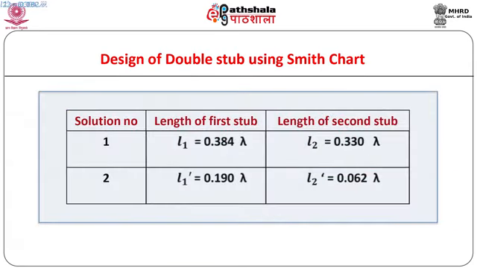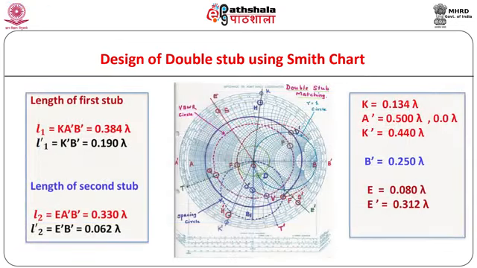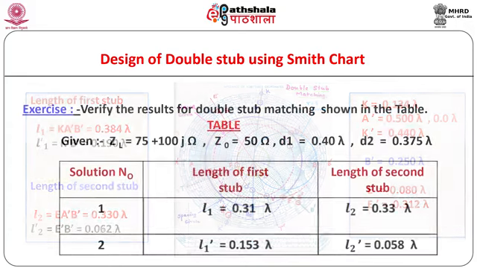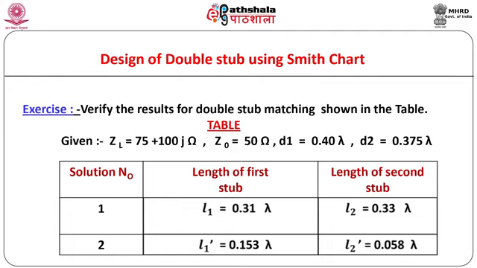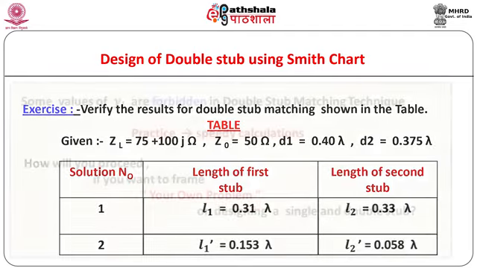Thus finally, we have the two solutions as recorded in a tabular form as shown. The complete solution on the Smith chart will look as shown. As an exercise, you may try to verify the results for double stub matching shown in the table.